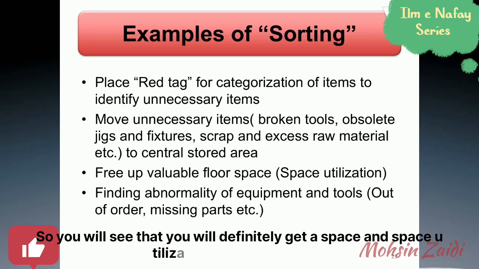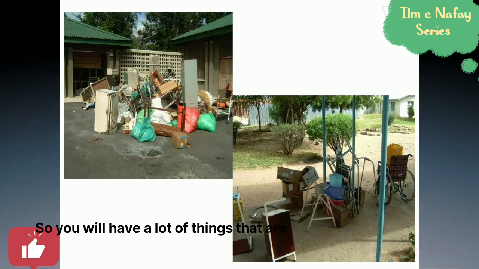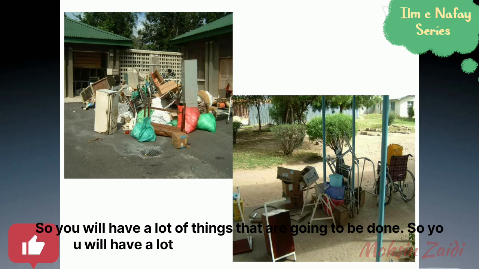Finding abnormalities with equipment and tools, out of order, missing parts, you will come to know that these parts were not needed, and you have just placed them without any reason, right? So this is an example where you have seen that there is a tidy workplace, and after red tagging, you can see that the situation has been improved a lot.